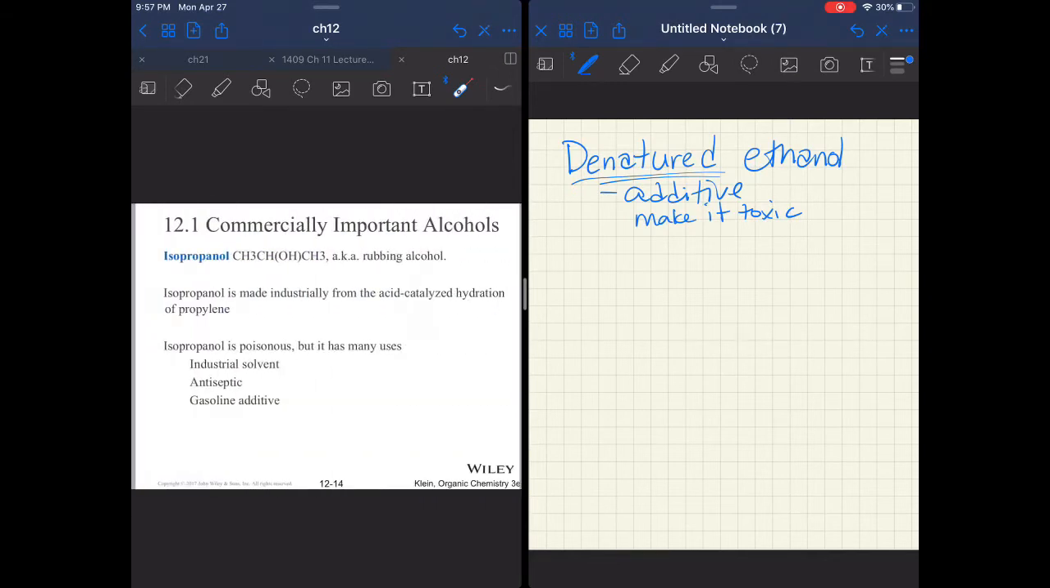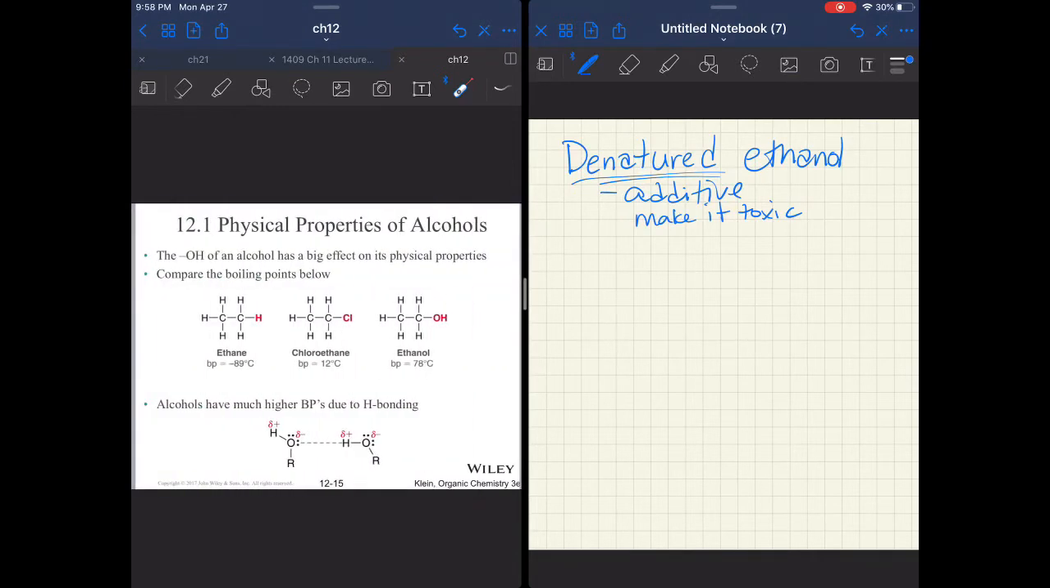Isopropanol is another one, which is isopropyl alcohol. It's very common. You might have some in your bathroom at home, right? It's rubbing alcohol. It's used as an antiseptic, as a solvent. It's in gasoline, right? Lots of different uses. So those are just some common commercially available and important alcohols.